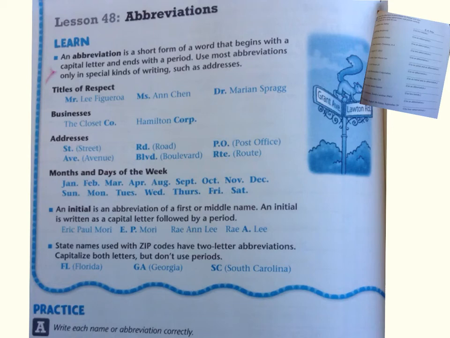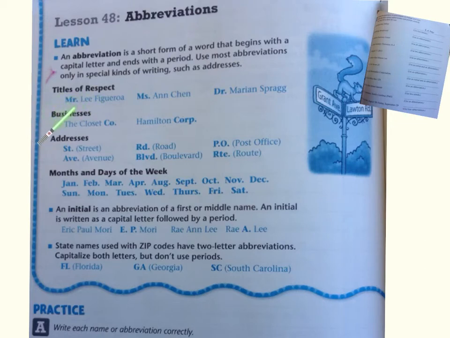Boys and girls, we're going to be looking at lesson 48, pages 216 and 217 in your workbook. Follow along with me as I'm looking at the Learn part. An abbreviation is a short form of a word that begins with a capital letter and ends with a period. Most abbreviations are used only in special kinds of writing, such as addresses.